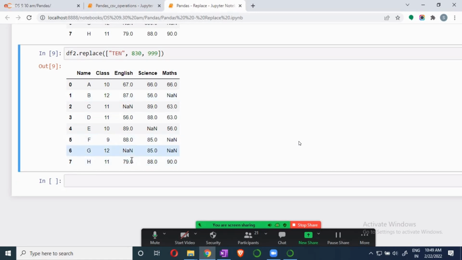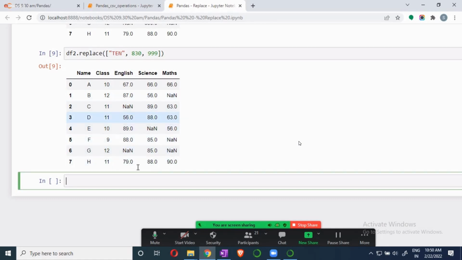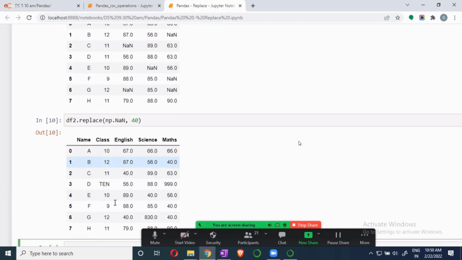Now the advantage of this replace is you can use it both ways. What do I mean by both ways? Here I can replace this NaN with a single value. For example, if I want to replace all of them with only 30. Now, you can't replace column wise, you should understand that. Now df2 dot replace, I want to replace all the NaNs with 40: np dot nan comma 40. Now you see all the NaNs will be replaced with 40.